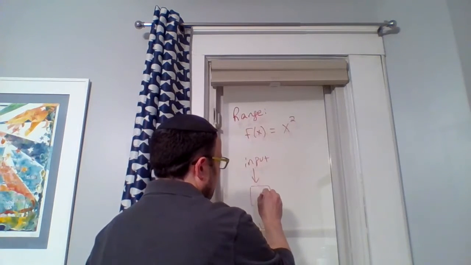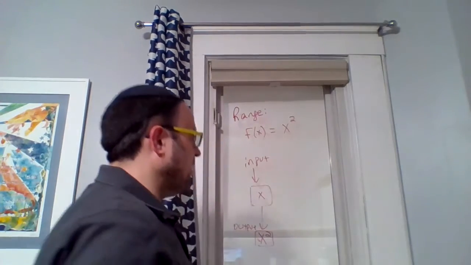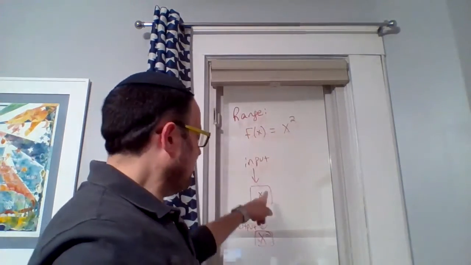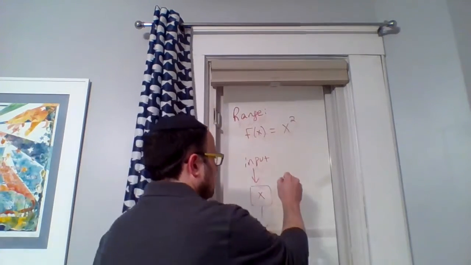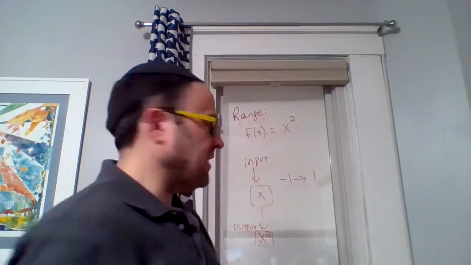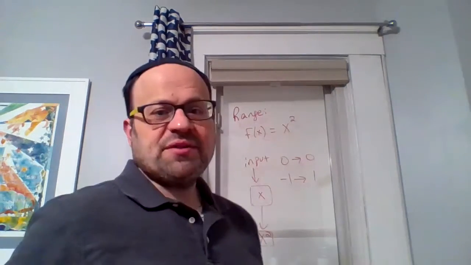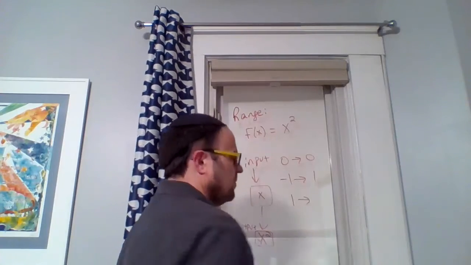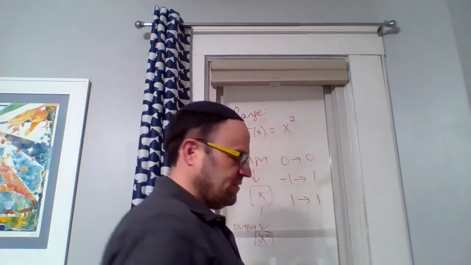If my input is x and my output is x squared, f of x, and we have x squared. If x is -1, what's my output going to be? -1 goes to a +1, because -1 squared is a +1. What if my input is 0? 0 squared is 0. What about 1? What's my output? 1 squared, +1.